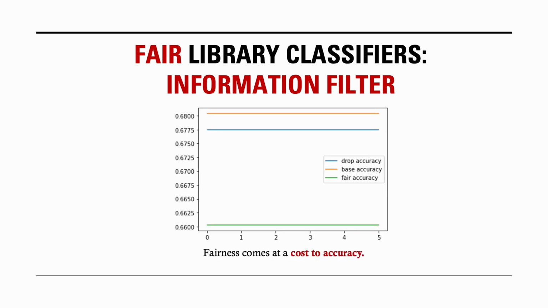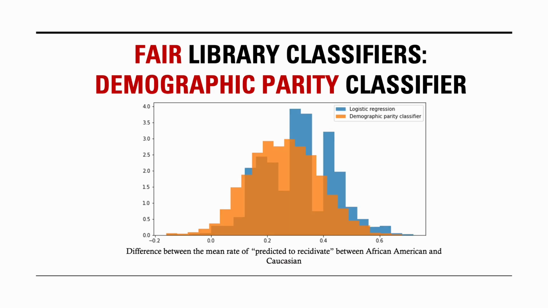Here, we can see the 3 different accuracy metrics. One without dropping protected attributes is in orange, one with dropped protected attributes is in blue, and finally, the information filter is in green. We can see that fairness comes at a cost of accuracy, which might not always be what we want. Now we leave behind our logistic regression model and go with the demographic parity classifier.